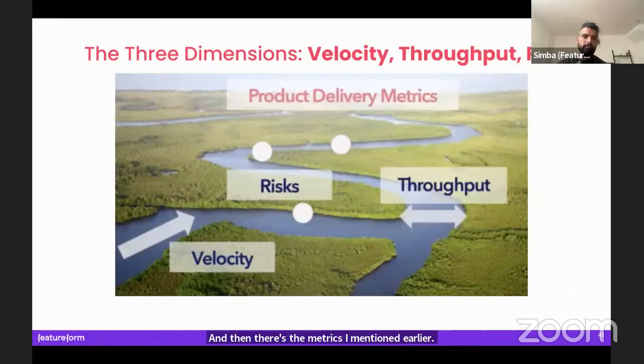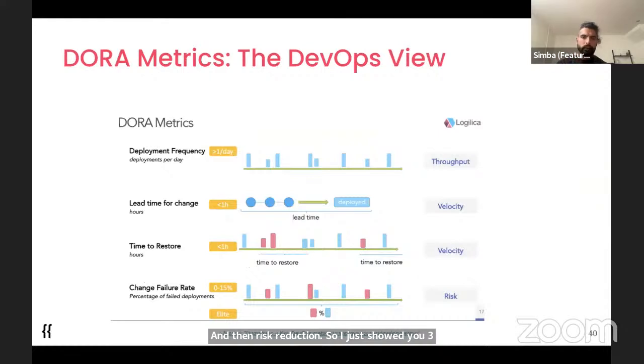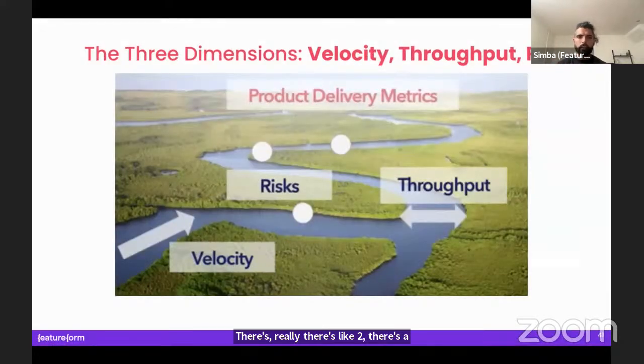Velocity, like how fast is a data scientist moving? How many data scientists can work together? That's collaboration. It creates more value. So 5 data scientists has the same value as 7 because they are able to collaborate. And then risk reduction. So I just showed you 3 different types of metrics. There are the revenue metrics, the DevOps metrics, and the velocity metrics.